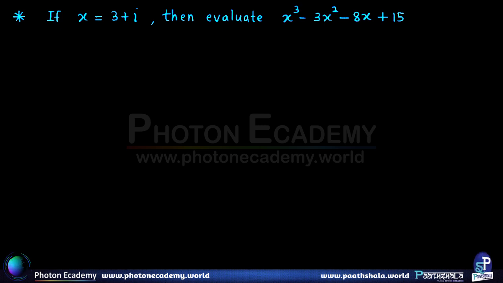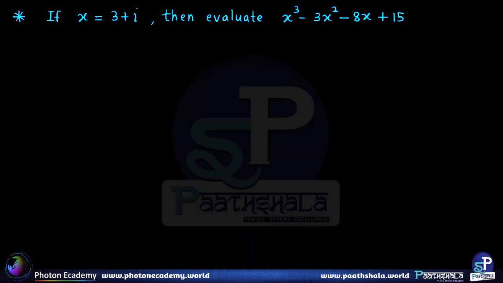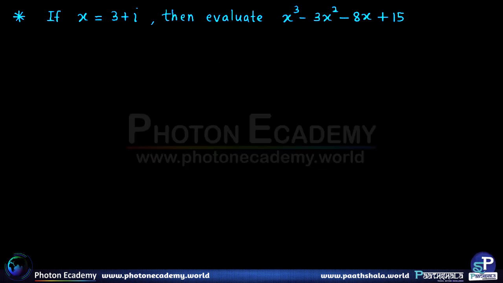If x is equal to 3 plus i, then evaluate x cube minus 3x square minus 8x plus 15. Now here, if we directly substitute x with 3 plus i in the given expression, then it will become a bit tedious to evaluate. There is another interesting shortcut method by which we can get the value of the expression in a much quicker way. For that, we first bring 3 to the left hand side and keep only the i term on the right hand side.